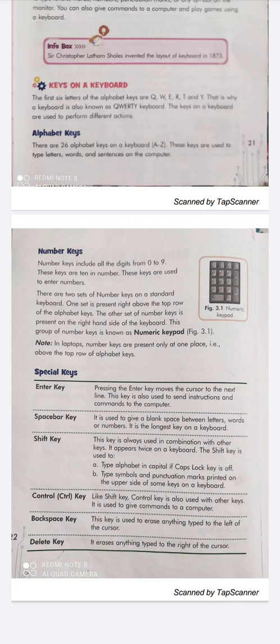Now the fifth one is the backspace key. The backspace key is used to erase anything typed to the left of the cursor.